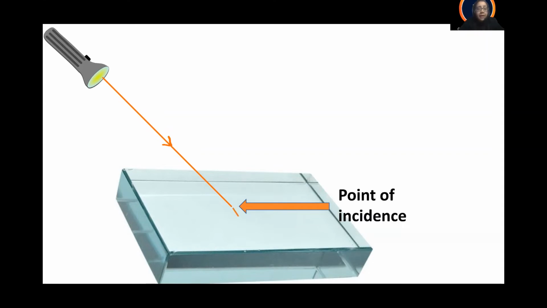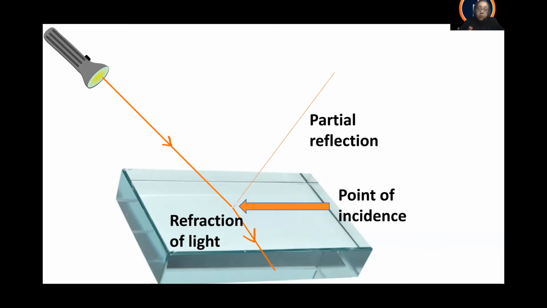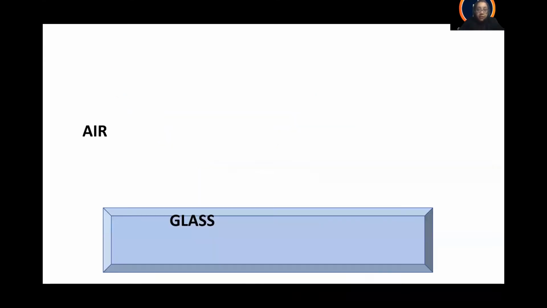So we will observe that this particular ray of light will bend within the glass, and this bending we call the refraction of light. Okay, so though we will see a partial reflection is happening, for simplicity, we will ignore this partial reflection within this video. So we'll go deep into the refraction of light.